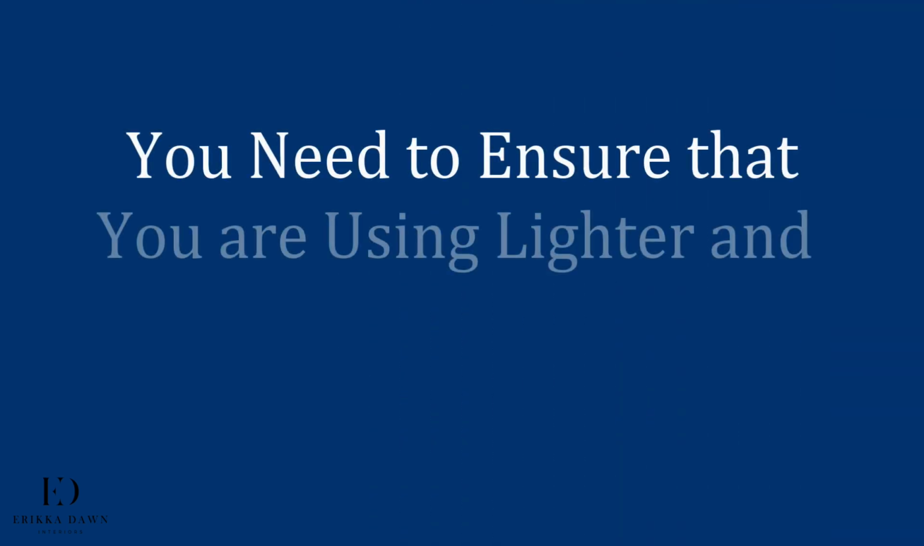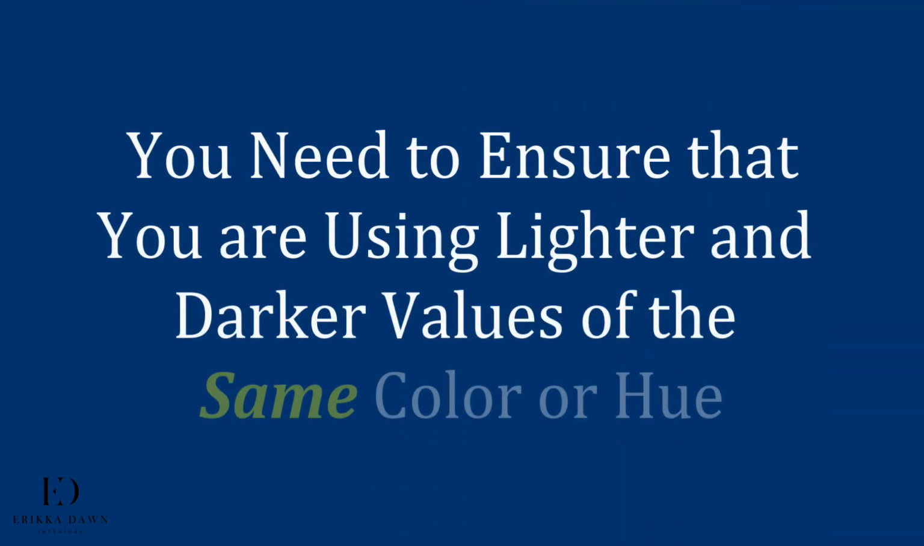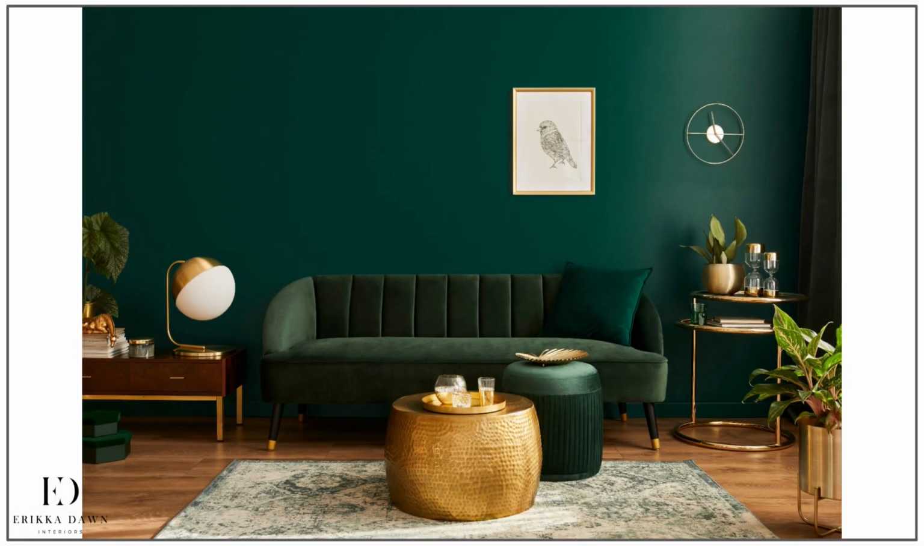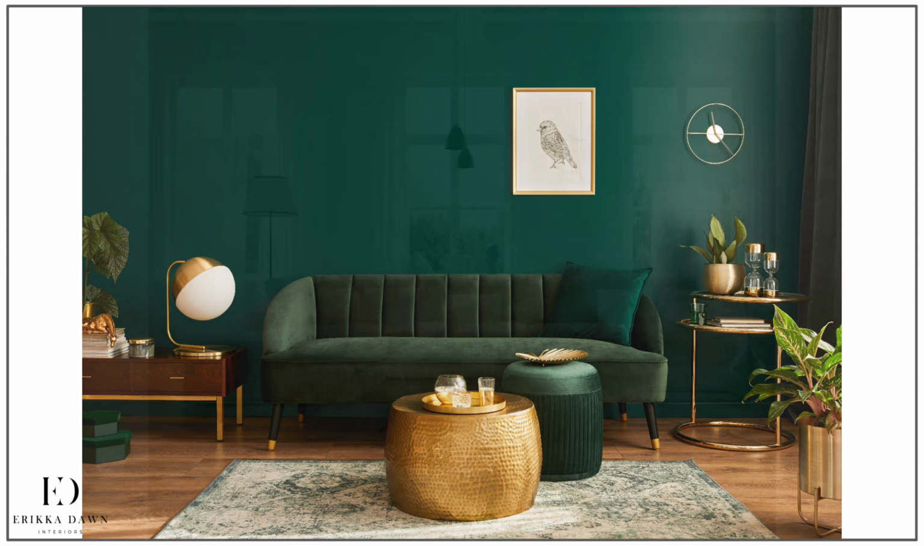One note about this color scheme is that you need to make sure that you're using lighter and darker values of the same color or hue. For example, let's say that you want to use various shades of green with emerald green as your primary color. Then be sure to stick with the green family and don't introduce colors that have other colors in them like a blue-green. You can do this from a design standpoint, meaning it can look good for sure, but then just be aware that you've deviated from a true monochromatic color scheme.